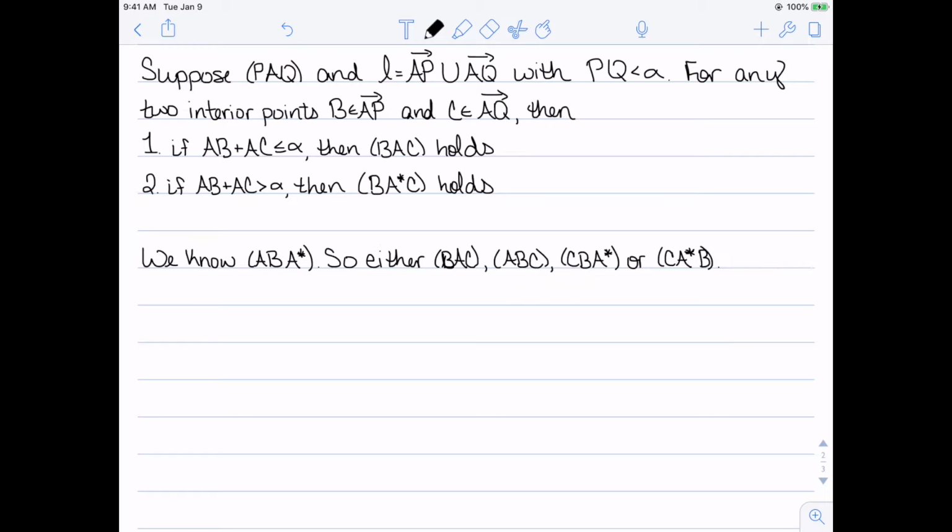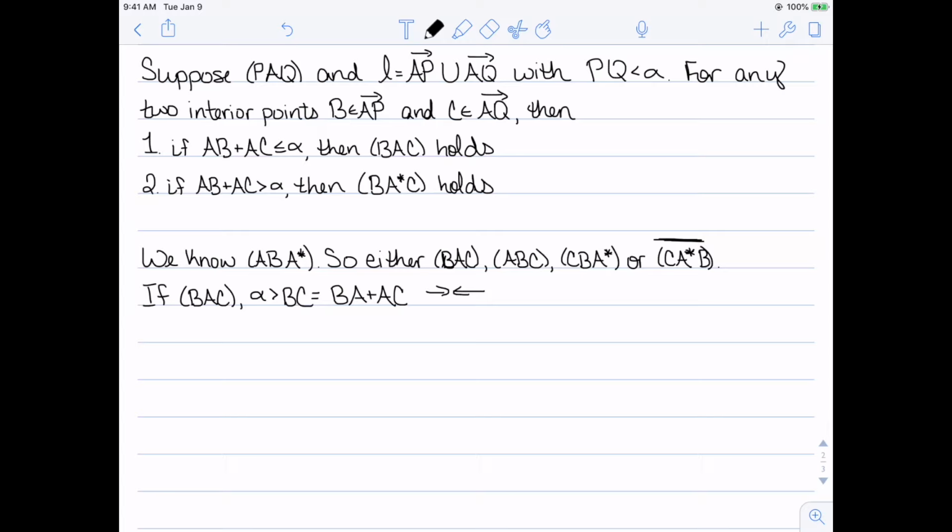We know by a previous statement that AB A*. Since A and A* are polar opposites, every point B is between A and A*. By axiom 5, we know that we have to have one of the 4 betweenness relations BAC, ABC, CBA*, or CAB, or CA*B, which is the one we want. If BAC is true, then alpha has to be greater than BC, but also that tells us that alpha is greater than BA plus AC. However, I already said that AB plus AC is greater than alpha, so that gives us a contradiction to our hypotheses.